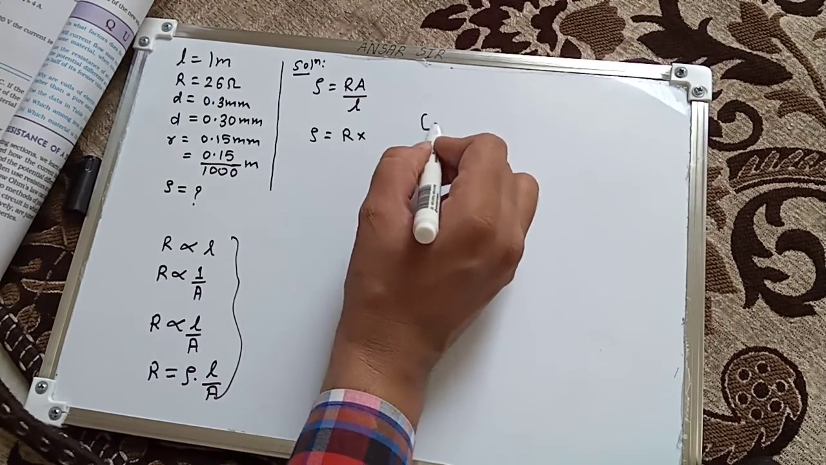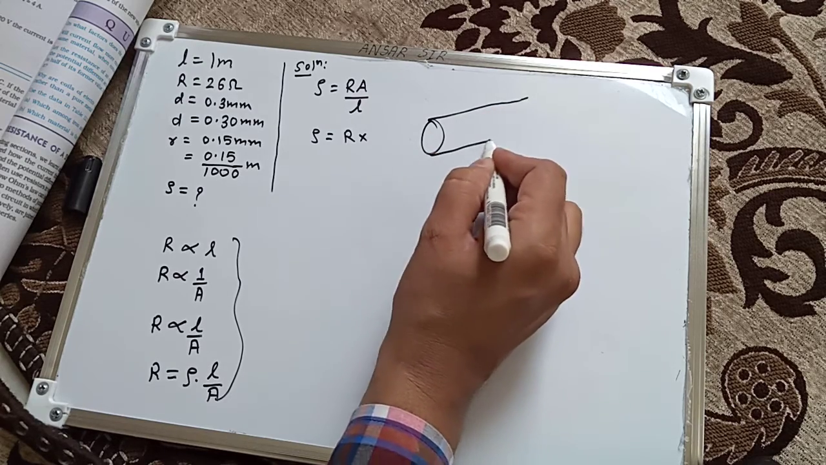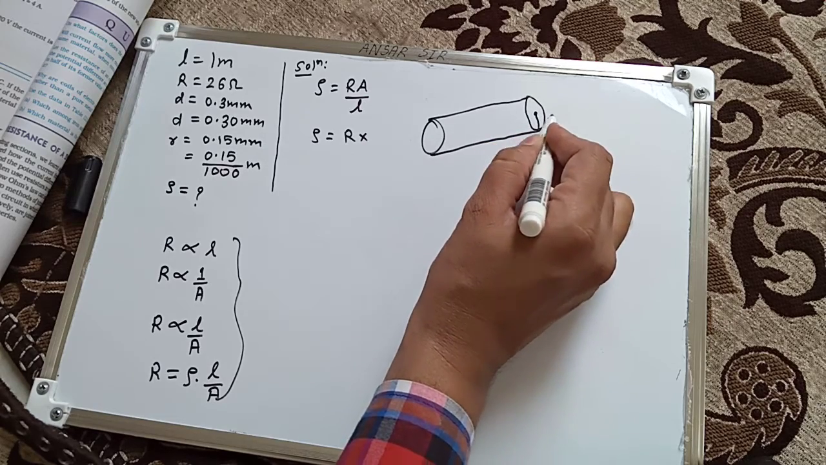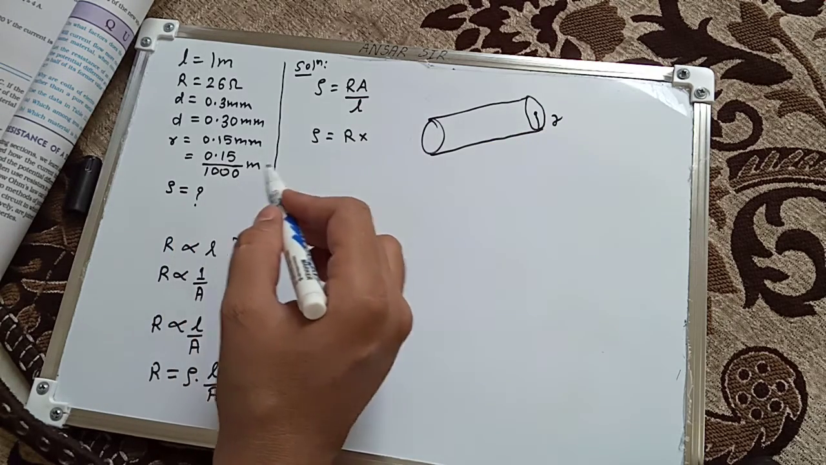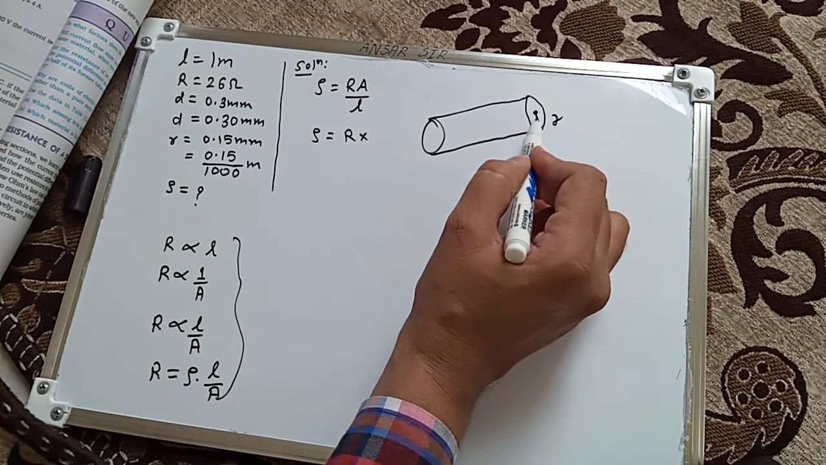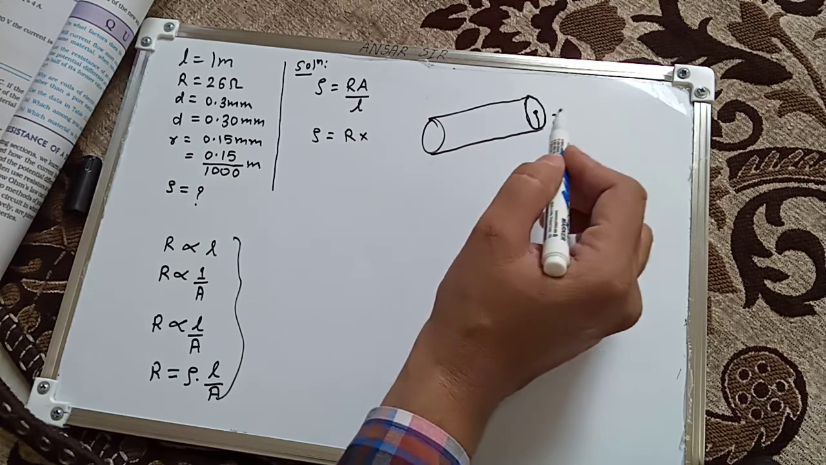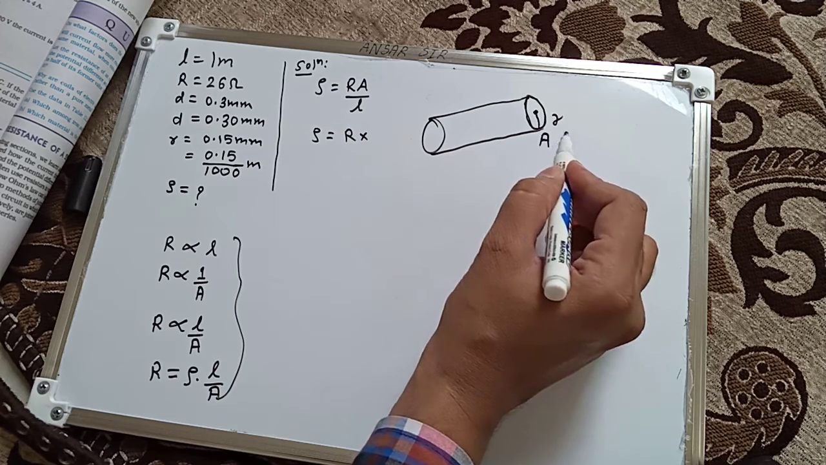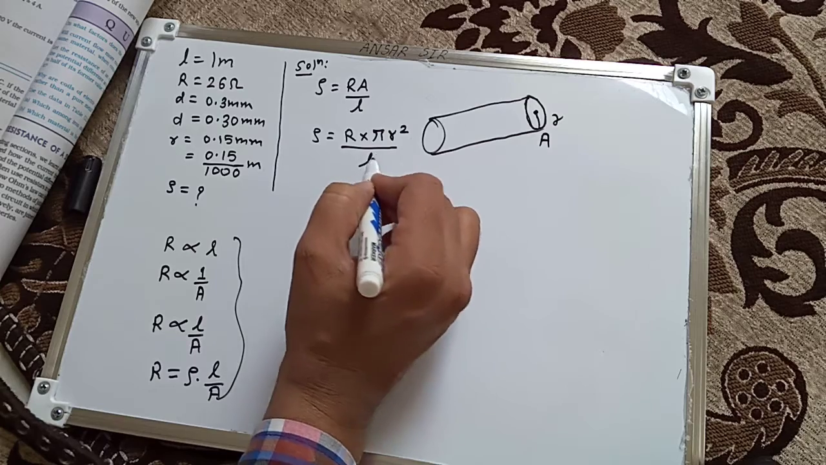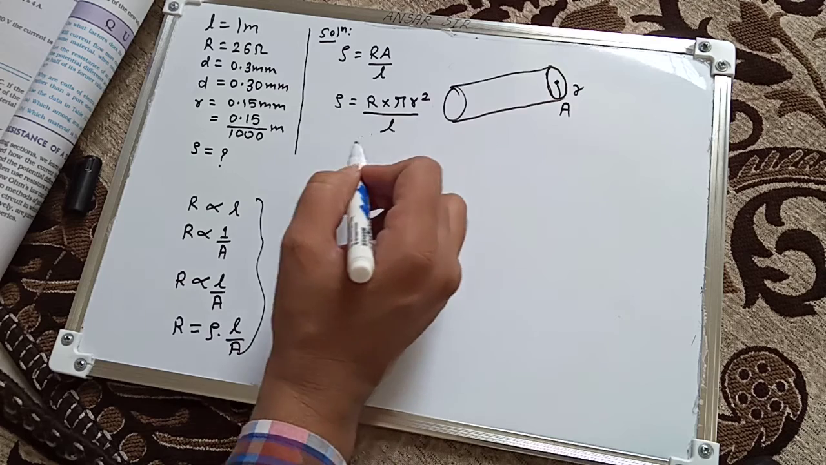Do you know what area means here? If this is a piece of wire, this is the radius of the wire. You know the diameter is given in the question. So this is the radius of cross section of the wire. And what will be the area of this cross section? So area of cross section will be pi r square. So here instead of area we are writing pi r square divided by length. See, radius is in meter, length also is in meter. That's why we converted both into meters.